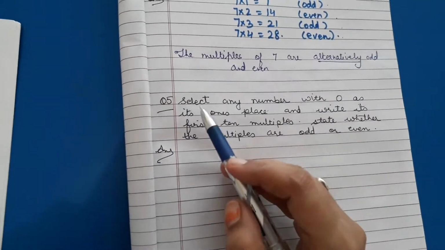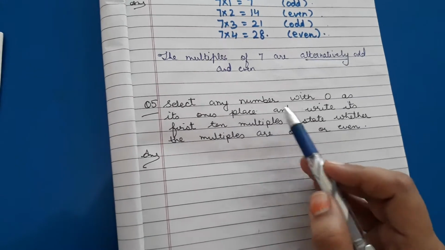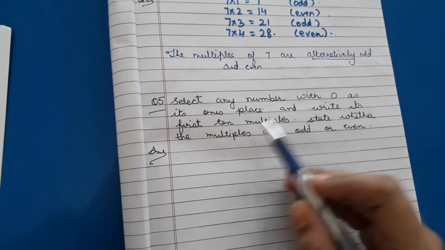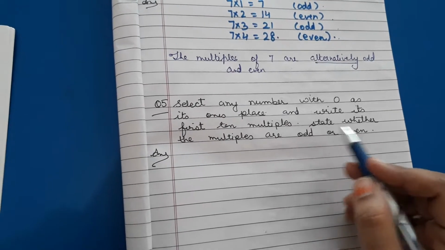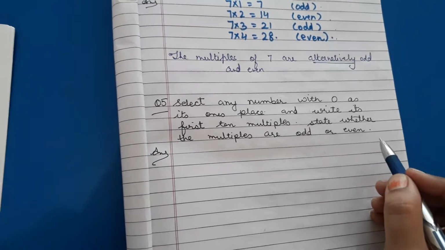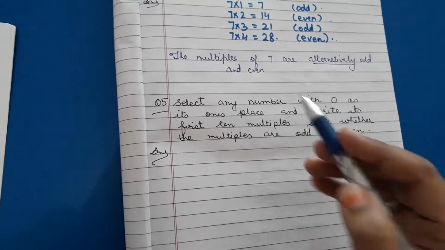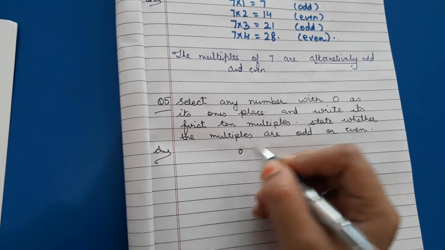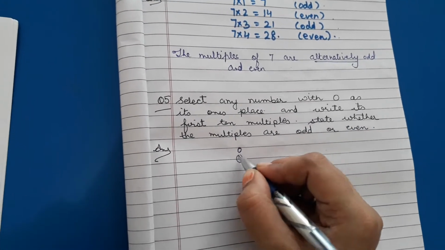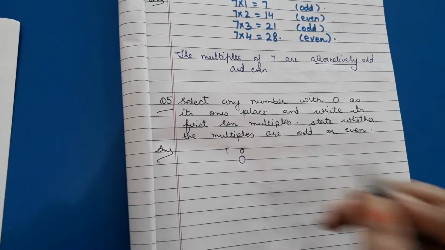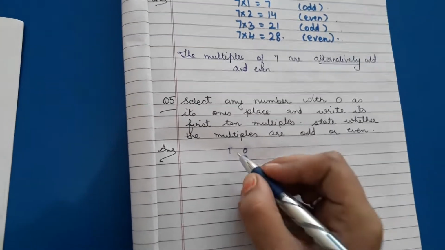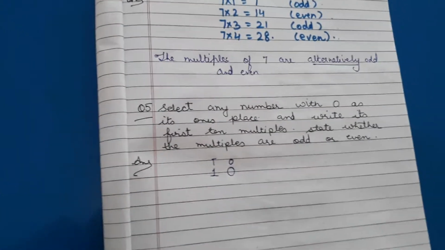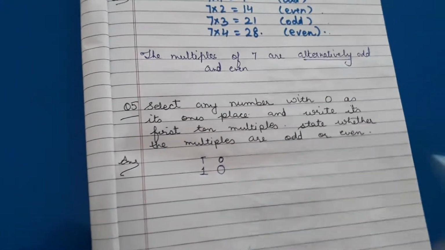Now next it is question number 5th. Select any number with 0 as its ones place and write its first 10 multiples. State whether these multiples are odd or even. Dear students, here the number it is not specified. What they have said, that in ones place we have to use 0 and no number here it is given in tens place. Fine. So let us take here 10. Okay, because in 10 the ones place it is 0.